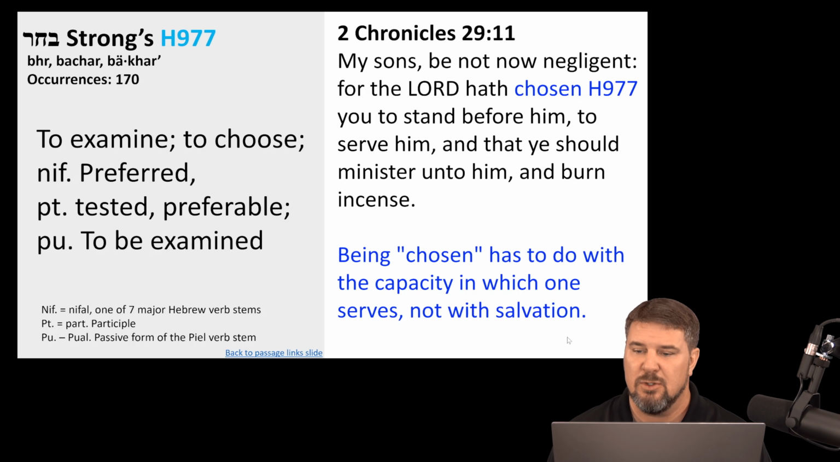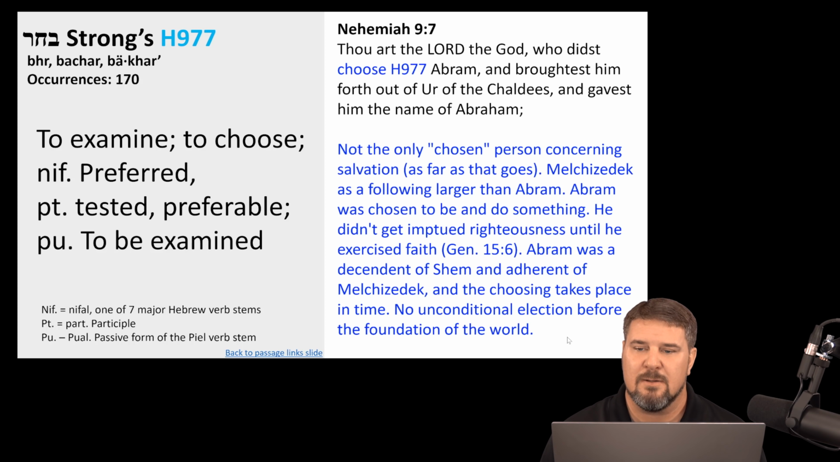No, to serve him, to stand before him, to serve him, and that you should minister unto him and burn incense. Okay? So they're chosen to serve in a certain capacity, and my contention is that every time someone is chosen, it is to serve in a certain capacity. Nehemiah 9:7, thou art the Lord God who didst choose Abraham.